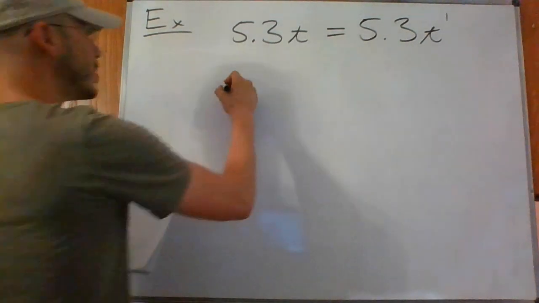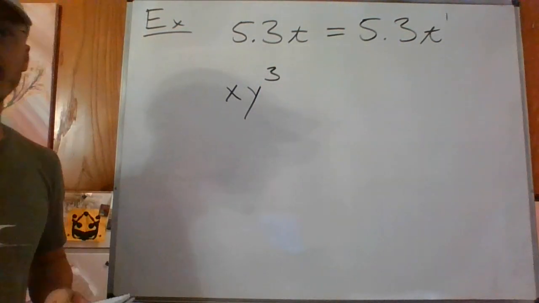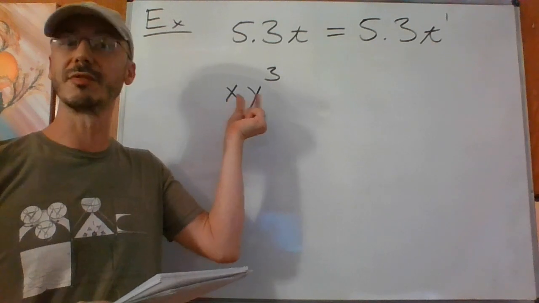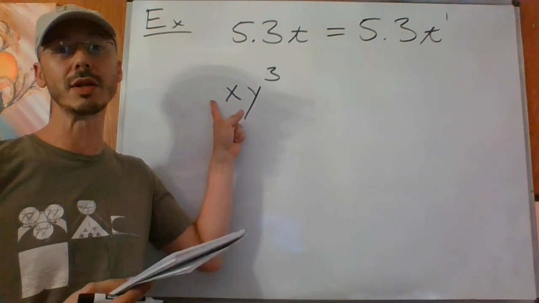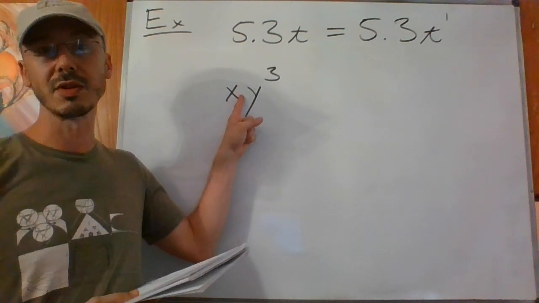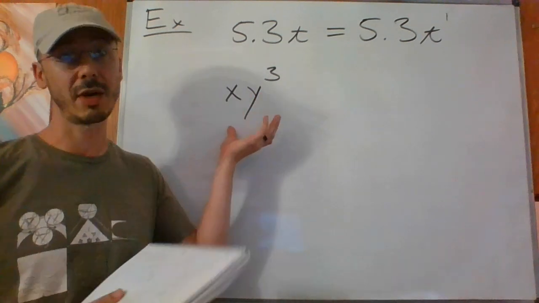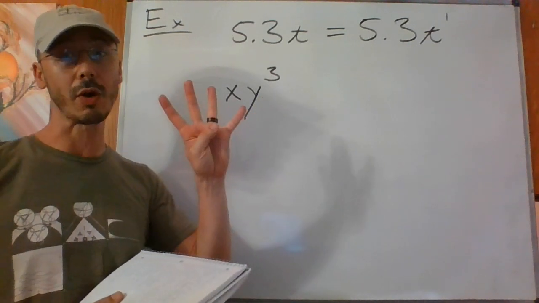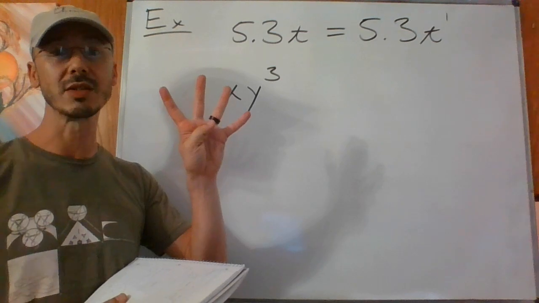Here's another example, xy cubed. So this one has two variables. It's a product of variables. Well, there's a number that we haven't written. The coefficient here is 1. The exponents are 1, this is x to the first, and 3, y to the third. So the degree of this monomial would be 4. 1 factor of x and 3 factors of y makes 4.